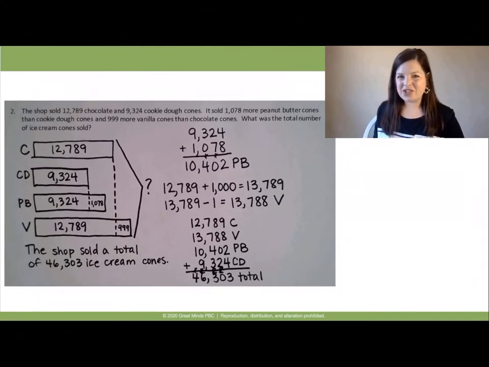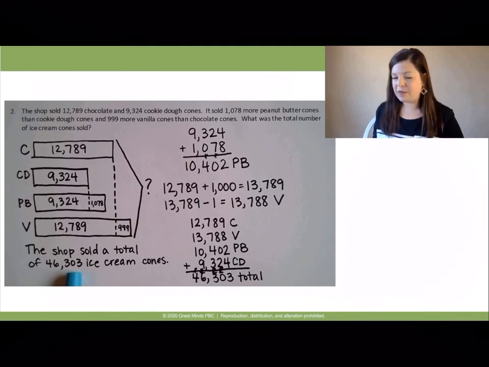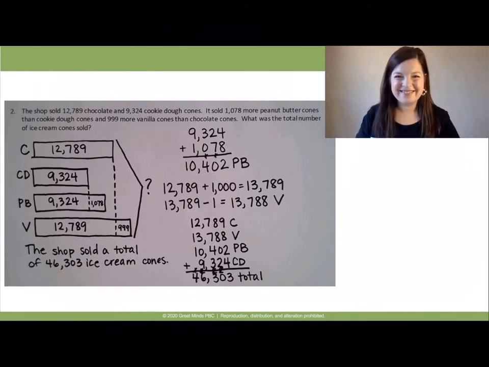Did you find that the shop sold a total of 46,303 ice cream cones? Here on the screen, you can see one way that you may have solved it, though this is not the only correct way to solve. Does it look similar to how you solved it? Now, let's look a little bit deeper at this solution pathway.